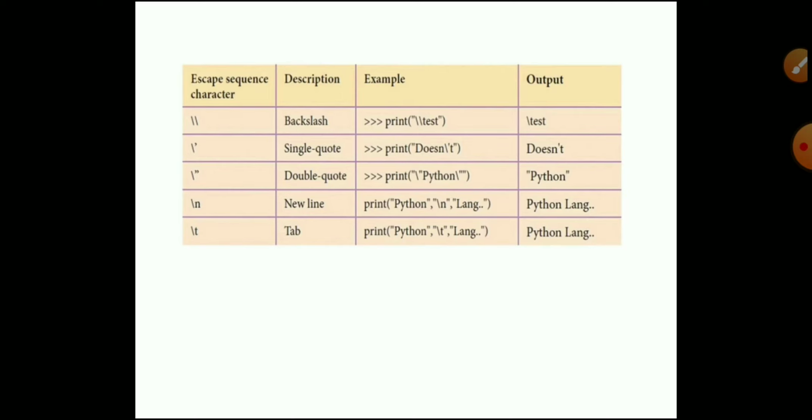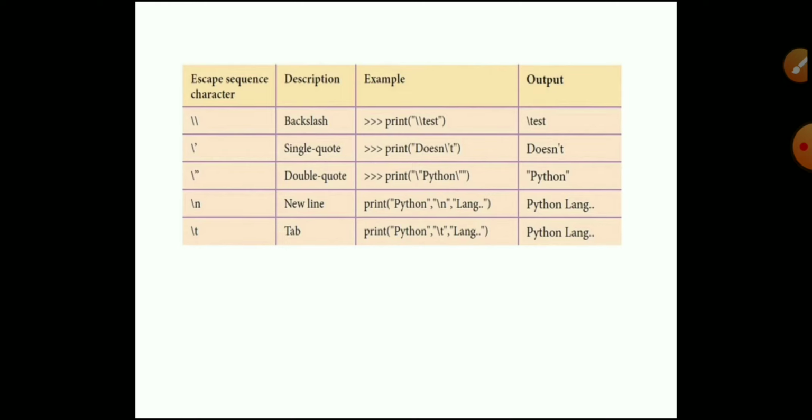Next one, these are all the backslash symbols. Here, on the output side, a single backslash test. So on the print side we have to use a double backslash. When we use a double backslash, one backslash is omitted and one backslash is displayed on the output side. Next one, doesn't. Single quotes they are using in a string itself, so in the print line itself they have to use a backslash, single quote, and t. So here that result will be displayed.